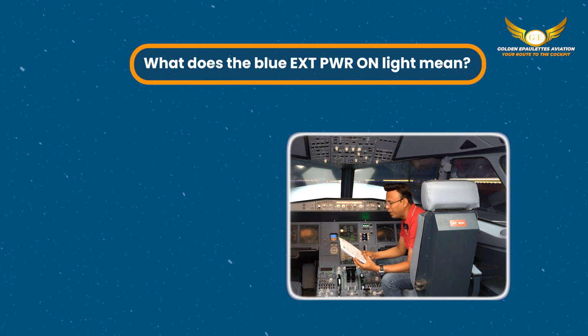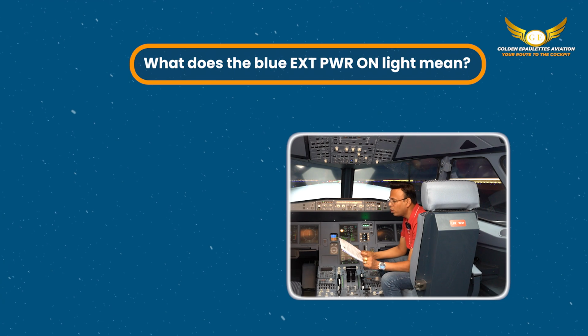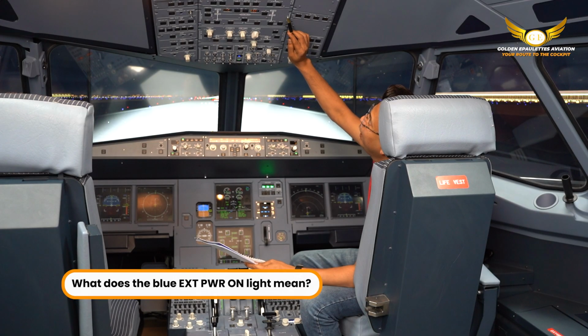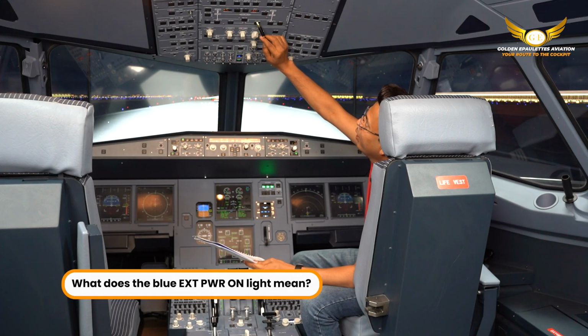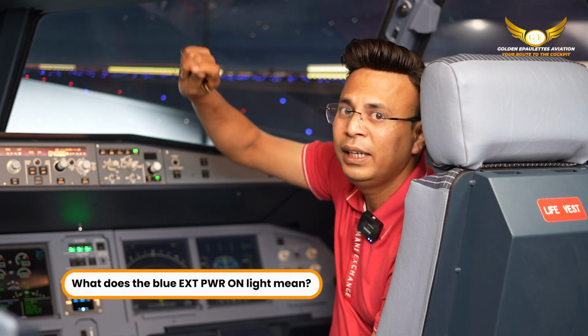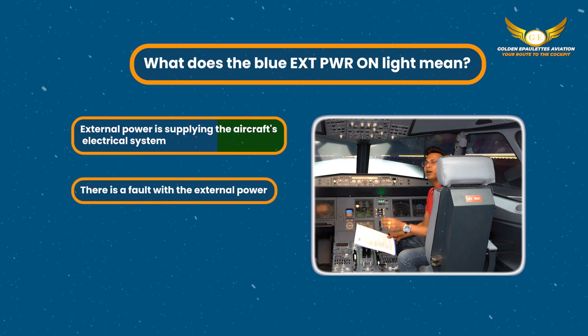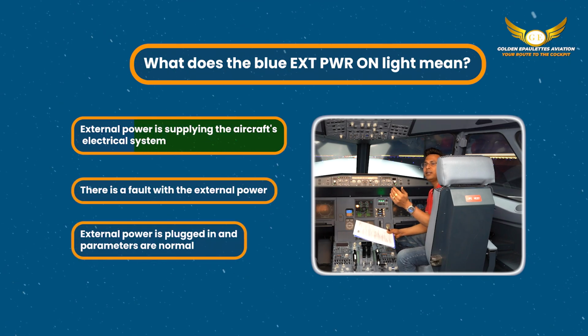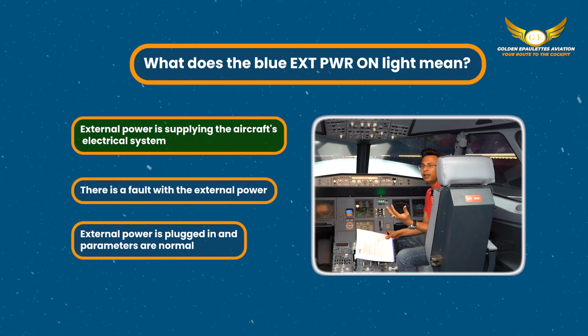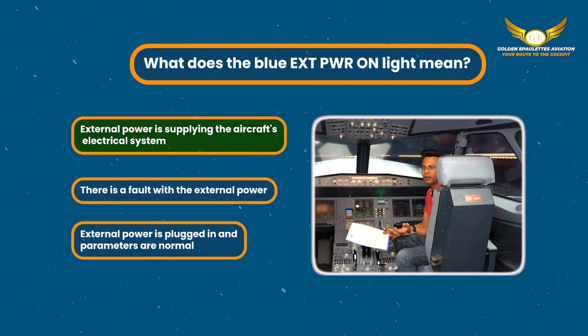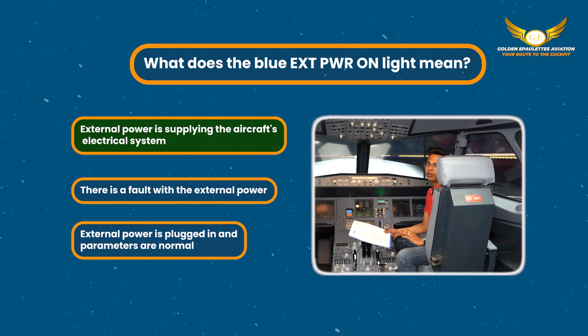What does the blue external power on light mean? If you go to the electrical overhead panel, go to external power, and on this external power, if you see the legend ON in blue, that means external power is plugged in and it is in use, or you can say the aircraft is supplied with electrical power by the external source.